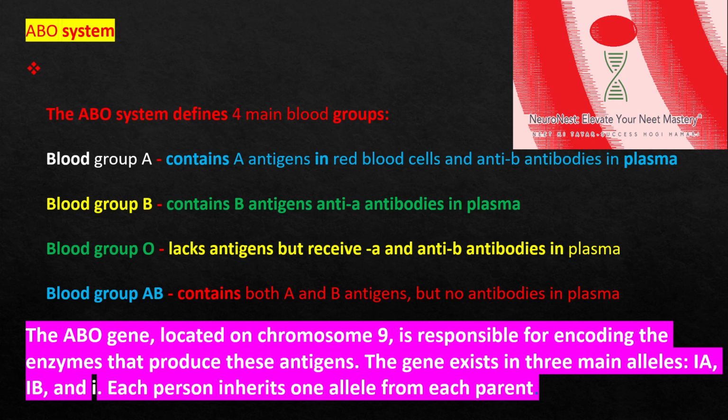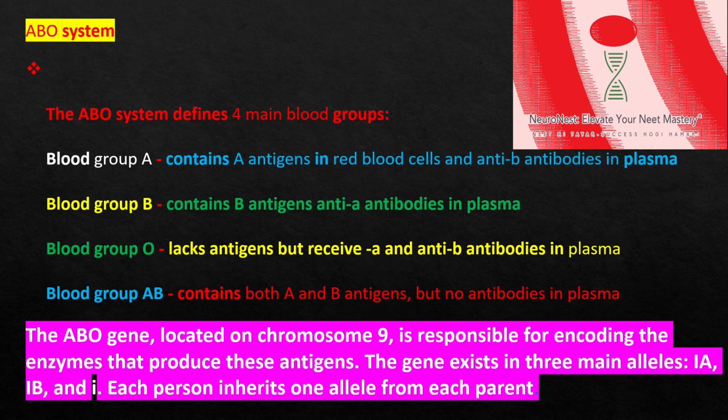So we have seen that in blood group A, the A antigen is present in the red blood cells and anti-B antibody in plasma, whereas in blood group B, the B antigen is present in RBC, whereas anti-A antibody is in plasma. Blood group O lacks antigen, but it contains both anti-A and anti-B antibodies in plasma. The other blood group is AB. It contains both A and B antigens, but no antibody in plasma.